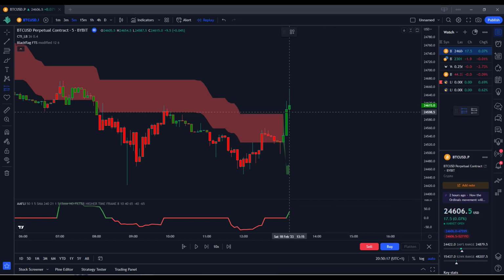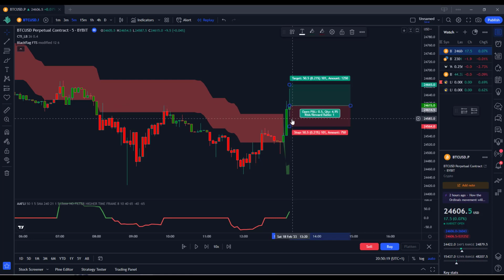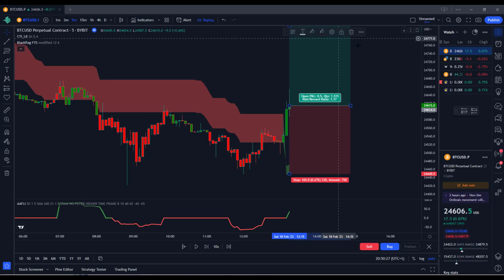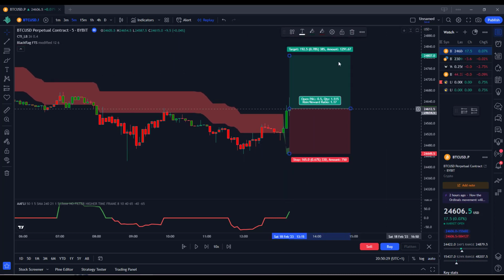First things first, we always use a risk reward of 1.5 and set your stop loss at the wick high or wick low. So that's going to be that one. Set the stop loss at 1.5. 1.5, and let's see how this plays out.